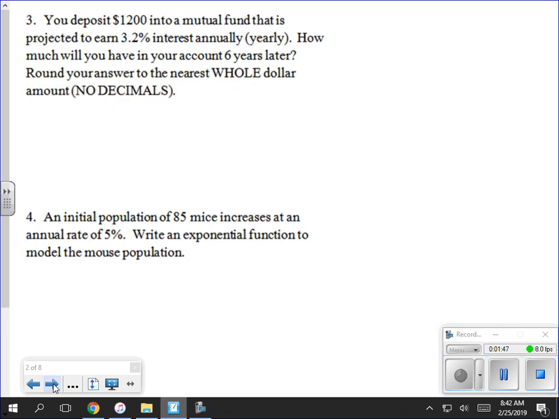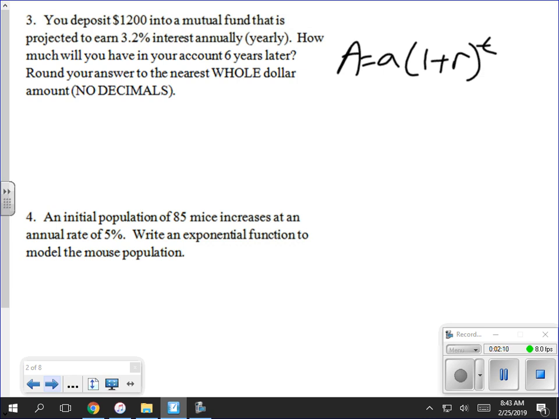Okay, so the next one: you deposit $1,200 into mutual funds that is projected to earn 3.2% interest annually. How much will you have in your account 6 years later? Please answer to the whole dollar. This is the formula you need to use.